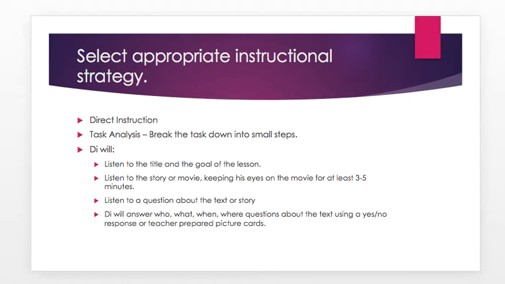Next, he would listen to the question about the story. He'd consider it, and he will answer questions related to the who, what, when, where, why about the text using a yes and no response. So that means I have to come up with some good questions that say, was this story about this? Yes or no? It might be better to do a choice card. So was this story about this or this? So that's where I'm going to probably have some teacher prepared picture cards.